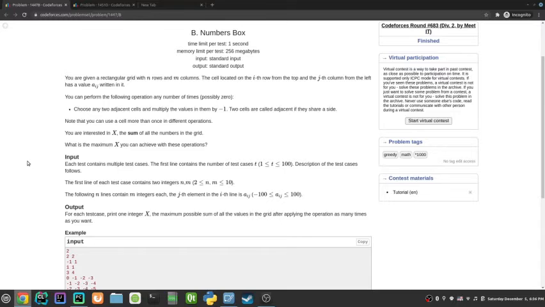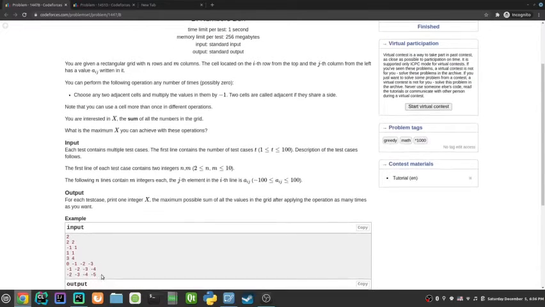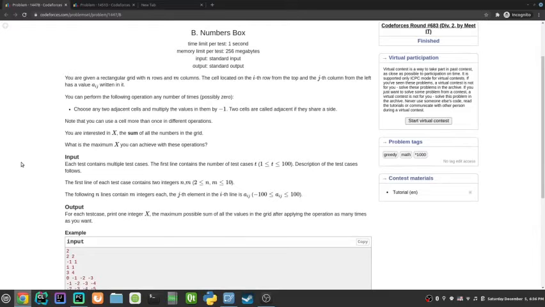All right, so assuming you read the problem now, we know that we have to find the maximum sum of every number in the grid. So what that means is we're probably interested in making as many numbers non-negative as possible. And what we can do here is choose any 2 adjacent cells and multiply their values by -1.